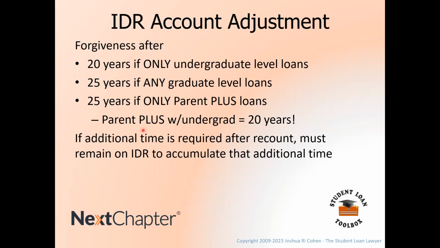Okay, so you got to wrap them. Now, if after the IDR account adjustment, like me, I'm getting 22 years of credit, I have 3 years to go because I went to law school, I have graduate level loans, I need 25. In order to get the remaining 3 years, I must stay on an IDR, even if it's more expensive than the standard plan. But that's okay because I'm going to get rid of my loans in 3 years on a more expensive plan instead of 10 years on the standard. You must be on an IDR.